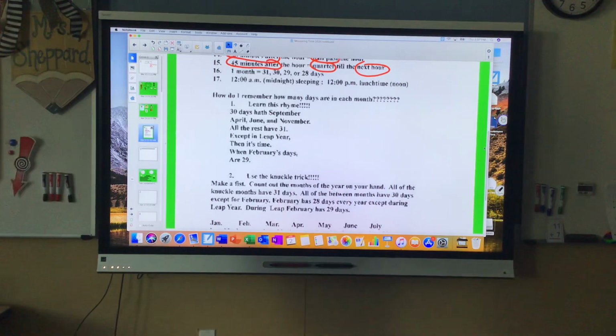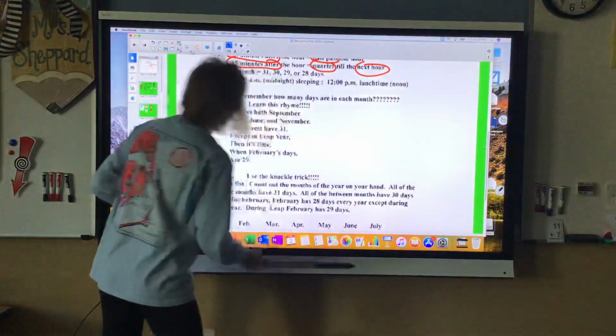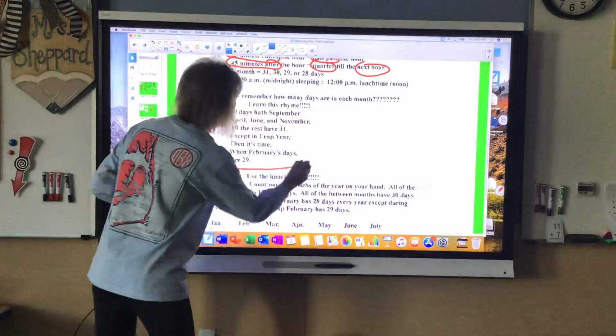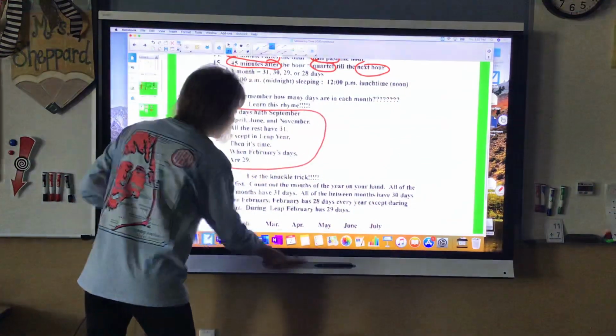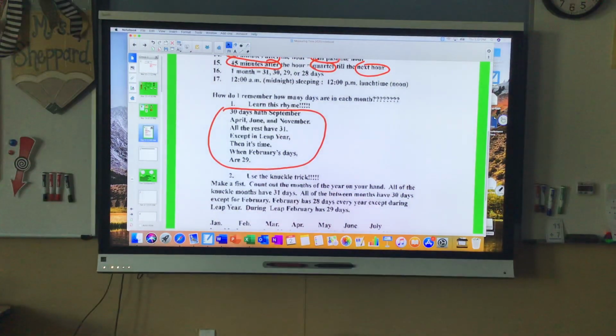I'm giving you a couple little tricks to help you remember which months have how many days. One way I'm helping you to remember is I have this little rhyme or this little poem for you. This one is not in your packet. This one is short. This is on your vocabulary list. This is one of those things you can be practicing when you do your shared reading.